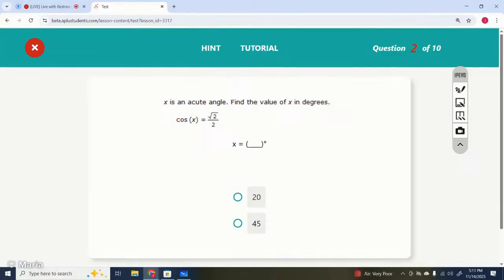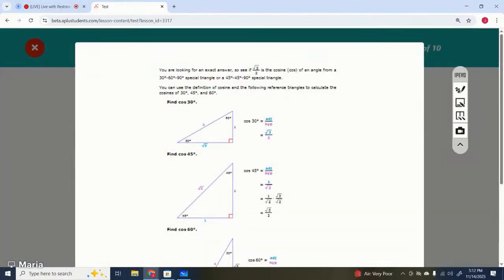X is an acute angle. Cos x is equal to square root 2 by 2. Find the value of x in degrees. So we need to make a special triangle. We are going to make the special triangle 45, 45 and 90. See here, 45, 45 and 90. So the cos of 45 is 1 over square root 2.